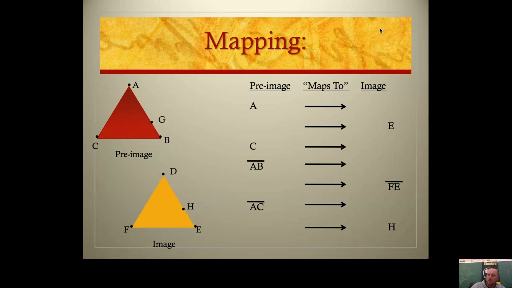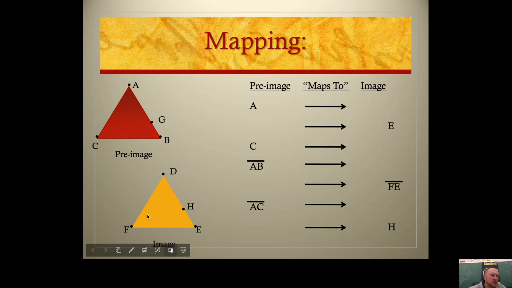It's going to be part 2 of our section on 5.3. We're going to look at a concept called mapping. We're going to map this figure onto this figure. So this figure before it moves is called the pre-image, and this figure after it moves is called the image.